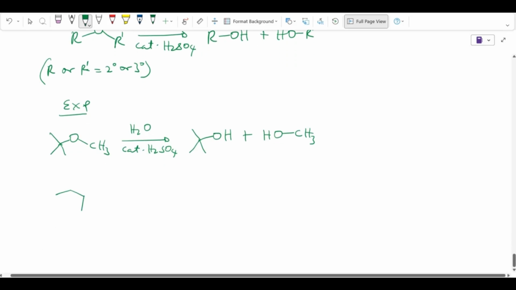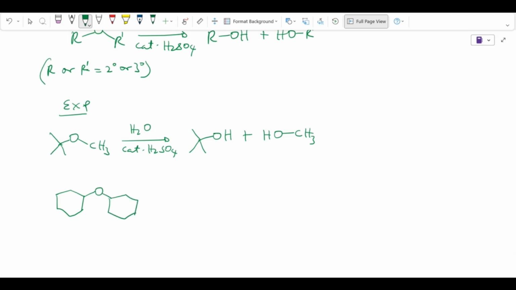Another example, let's say we treat this ether with water under acidic conditions. What's going to be the product? Again, add an OH group to this carbon and another OH group to this carbon. So you would have two equivalents of cyclohexanol.